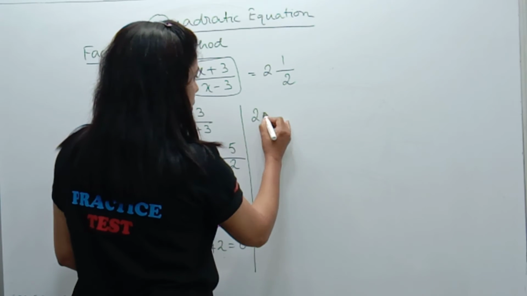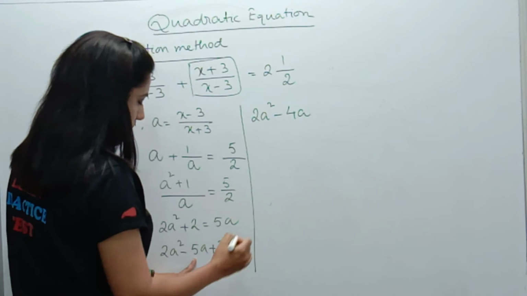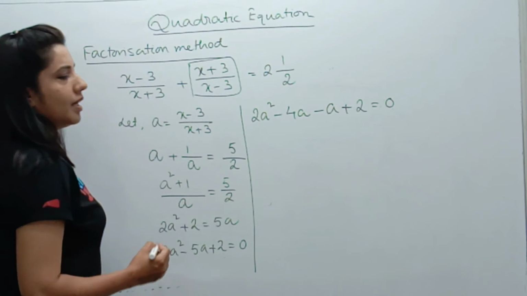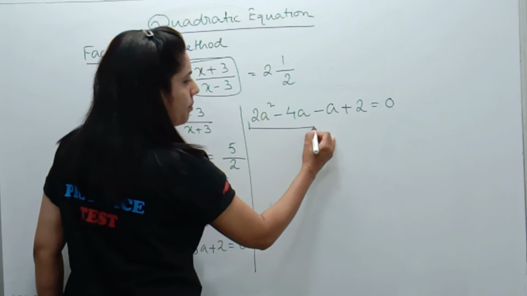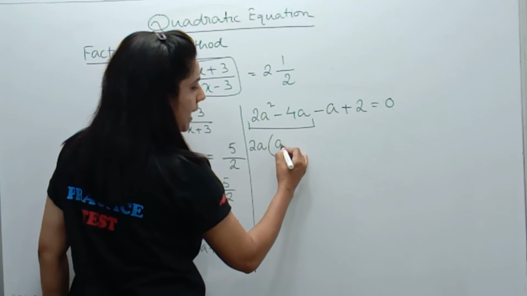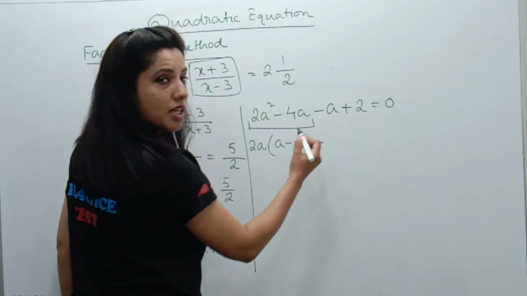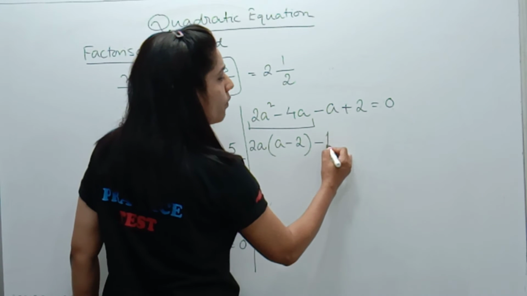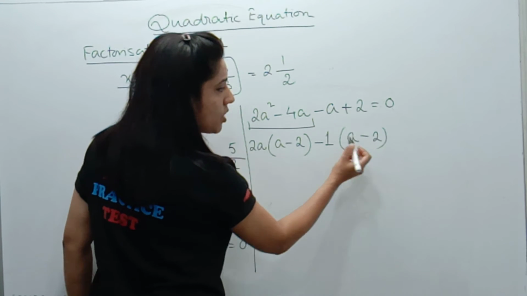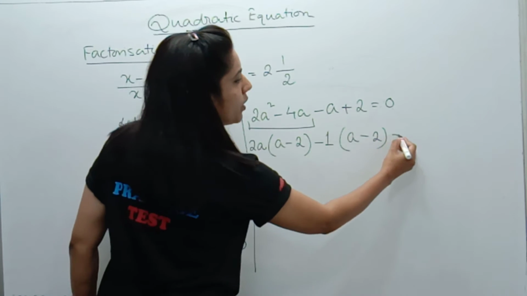So we'll write 2a square minus 4a minus a plus 2 equal to 0. Now again the same thing, you take common from these two terms. We'll take 2a common. So it will be a minus 2, minus sign. So here nothing is common. Nothing is common means we can take 1 common. So it will be a minus 2. Why minus 2? Because I have taken minus common here, so this sign will change, equal to 0.